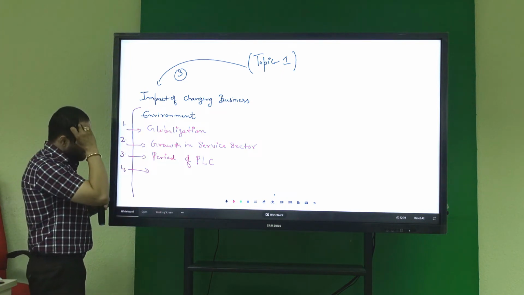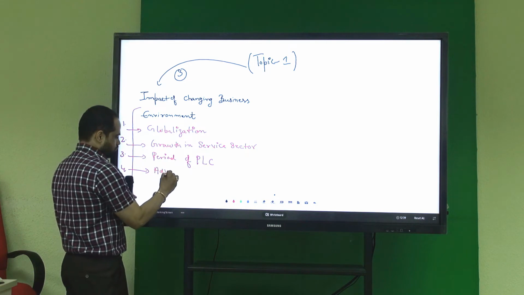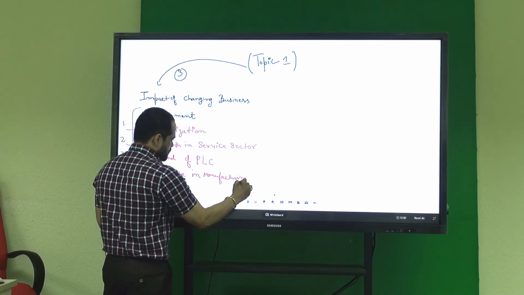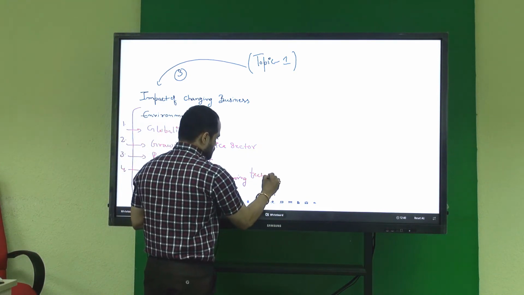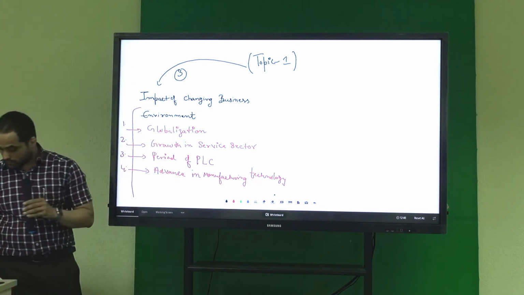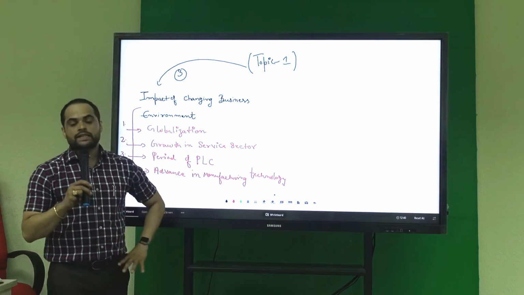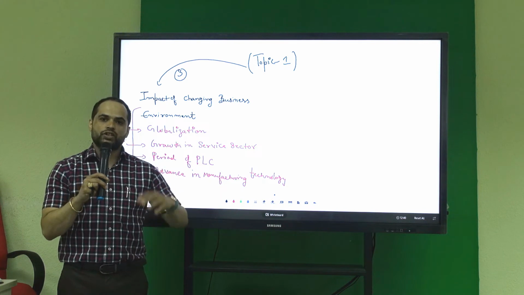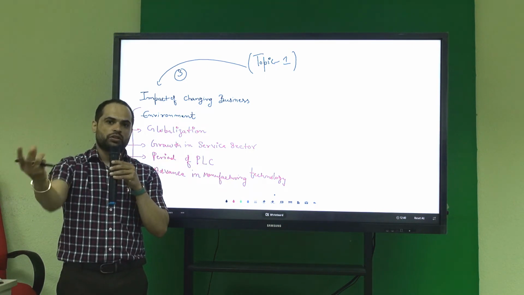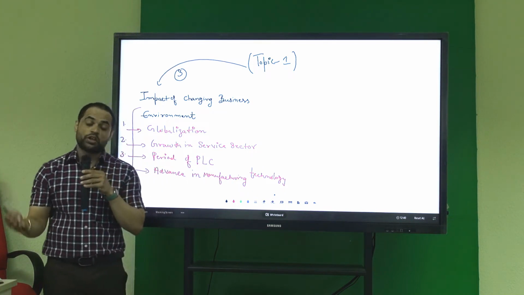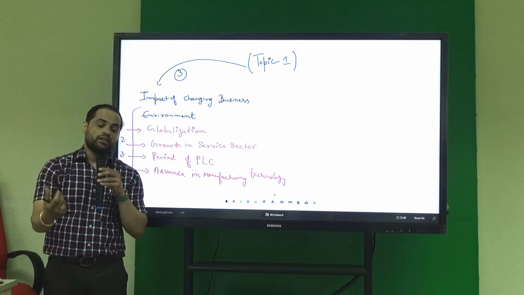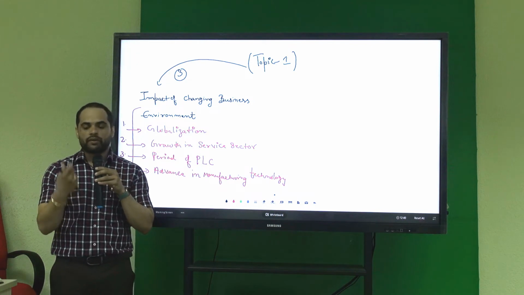Next is advance in manufacturing technology. Nowadays, compared to the previous manufacturing system, organizations are implementing new strategies, right? Manufacturing companies, in order to provide better technologies or more innovative products to the market. Like, we can take the example of Nokia and Apple. Nokia used to be the number one company in the world in the past. However, now compared to Apple, the market share of Nokia smartphones is really small, right?